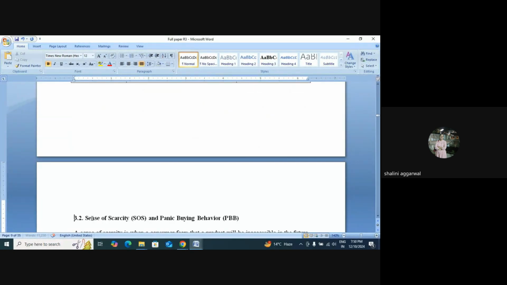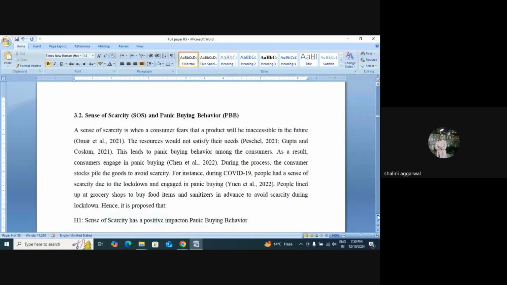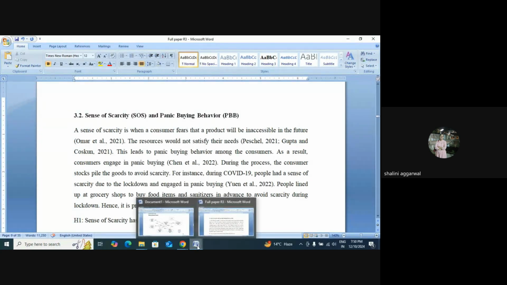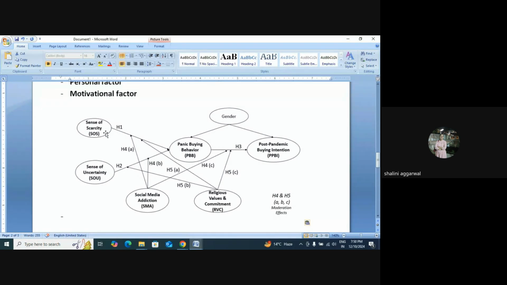Just have a look at this. Now we have different hypotheses. So यहाँ पे आप देख सकते हो sense of scarcity and panic buying behavior. So let's go to the model. This is sense of scarcity and this is panic buying behavior. Can you see this model here?